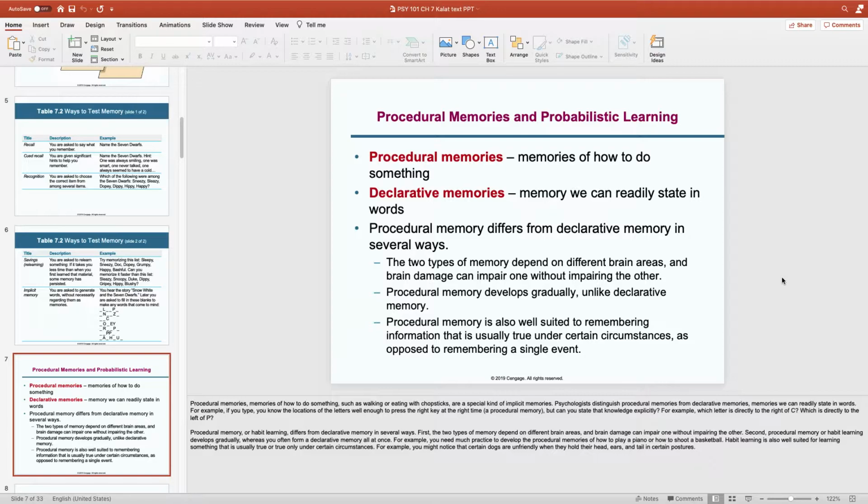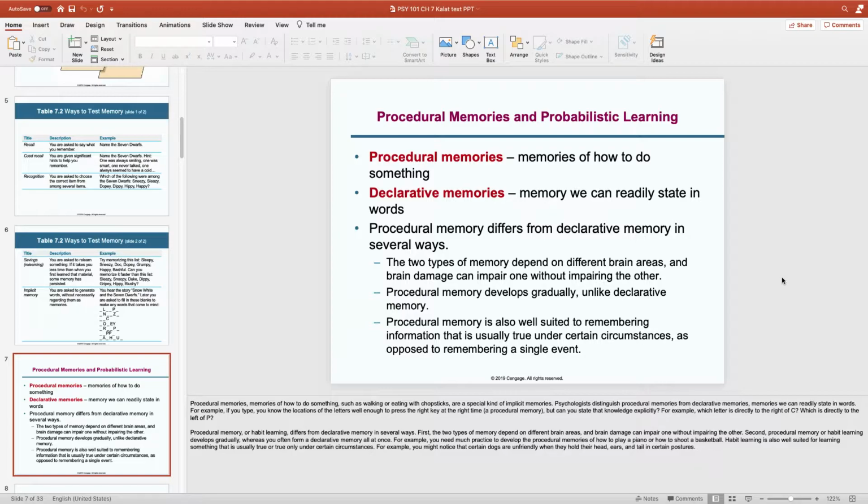That's called a procedural memory, because it's something that you're doing. It's how to type without actually looking at the keyboard, because you know where the keys are. That's a procedural memory. But if you're able to state in words which letter is directly to the right of C, let's say, on a keyboard, that's a declarative memory. So that gives you the difference between the two.